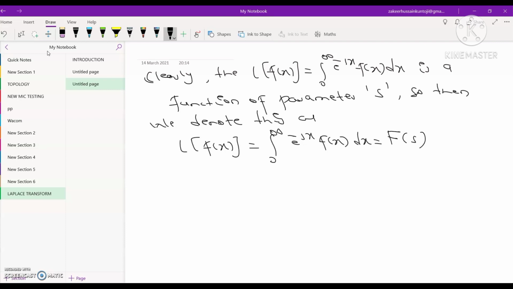So this was some introduction about the Laplace transformation.